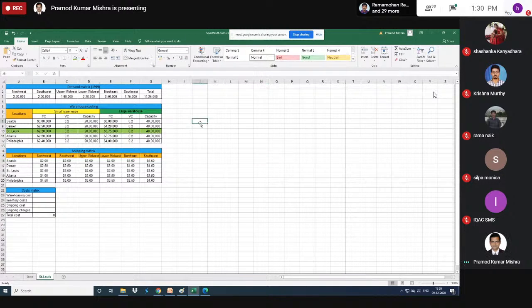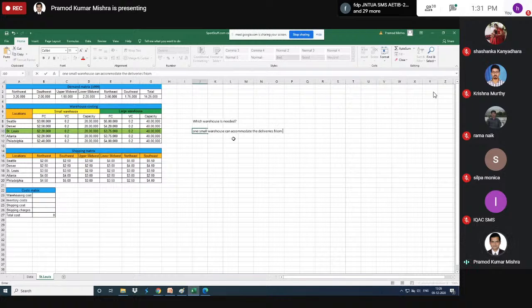Now, before we decide on this, we need to see which type of warehouse is needed. Which warehouse is needed in this case? Whether a small warehouse or a large warehouse is needed. Since the total demand is 14 lakh 25,000, which is lower than 20 lakh, one small warehouse can do the thing. One small warehouse can accommodate the deliveries from, let us say, St. Louis. Right? So we decide on one small warehouse.